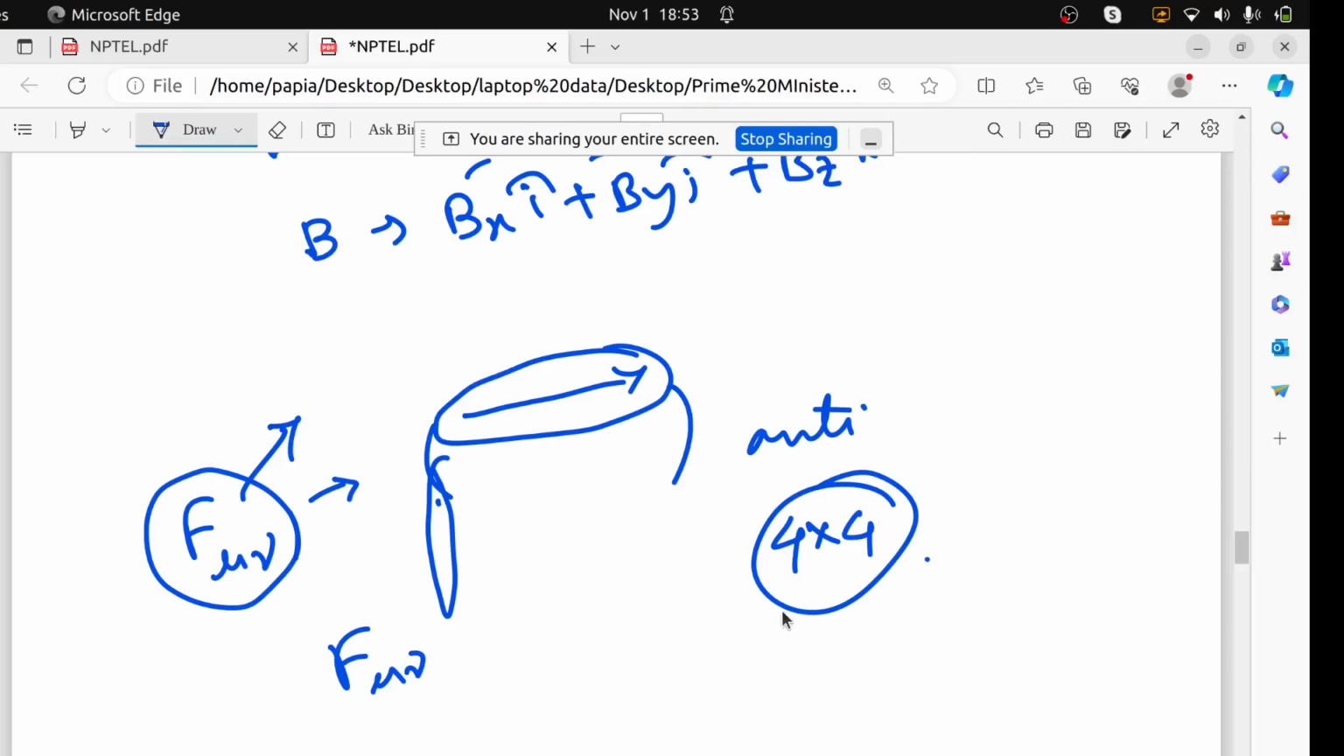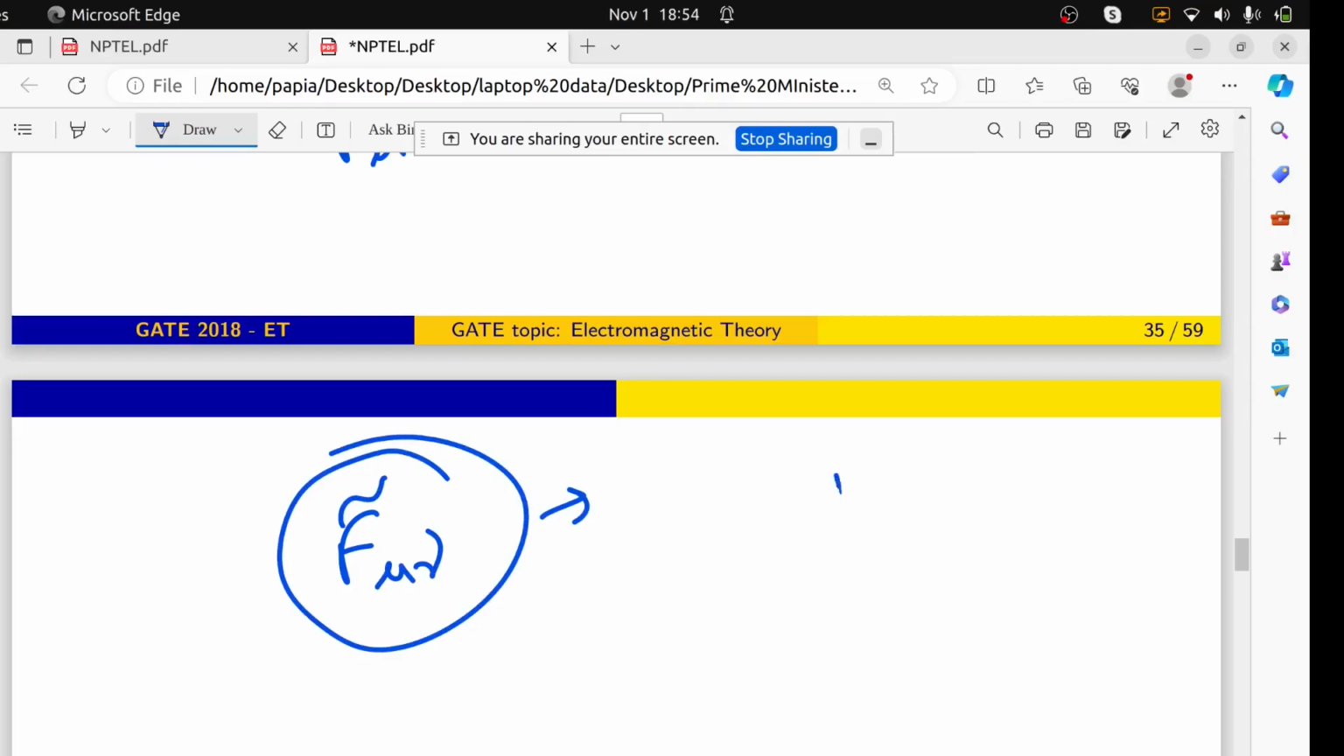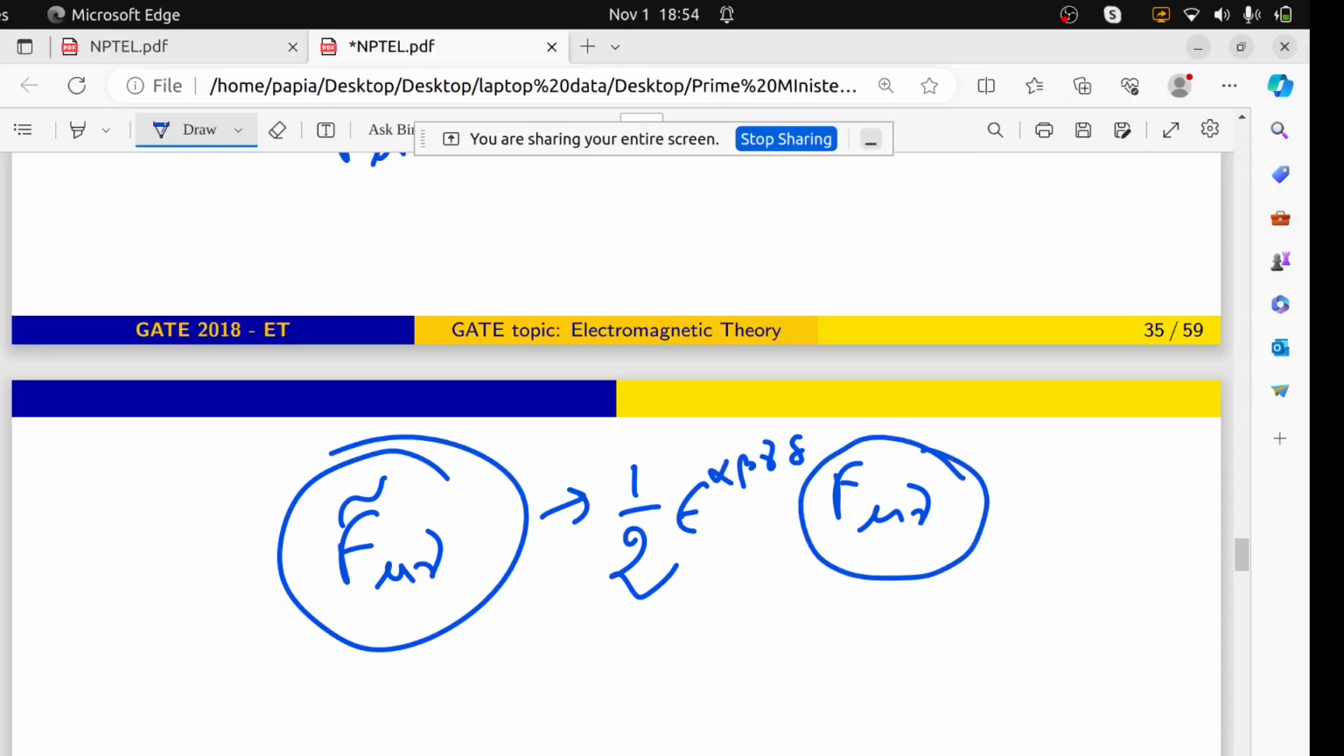One more thing is the dual tensor, the electromagnetic dual tensor. Here also there is a relation between F mu nu and F mu nu tilde. It is like, I think, 1 by 2 epsilon alpha beta gamma delta, something like that. I think I remember correctly. So this type of relation is there. If you remember F mu nu, you can automatically calculate F mu nu tilde, the dual electromagnetic field tensor. So we don't need to remember F mu nu tilde.